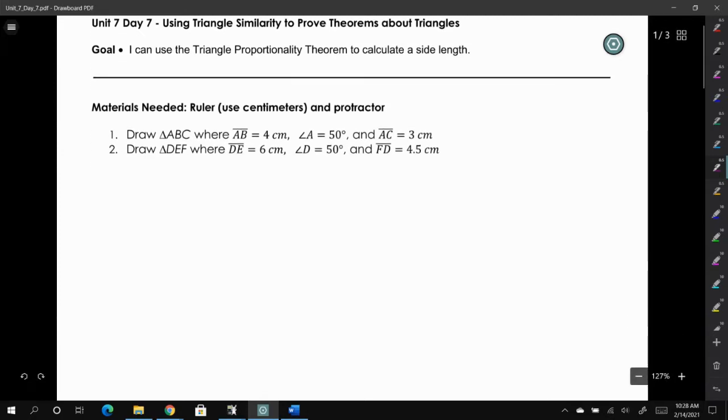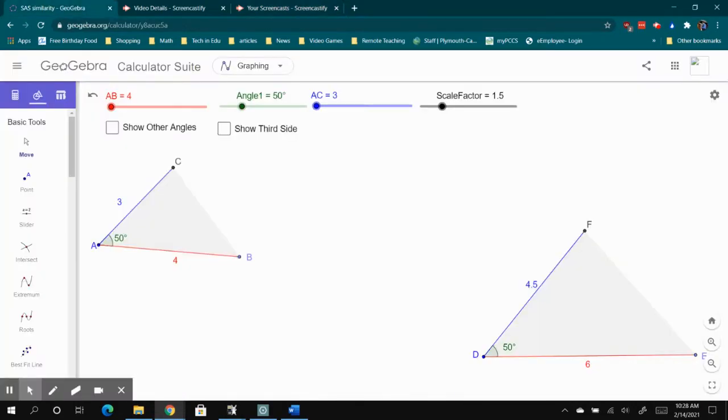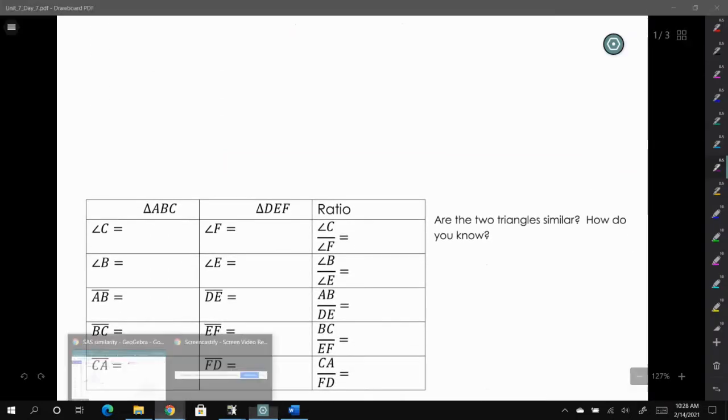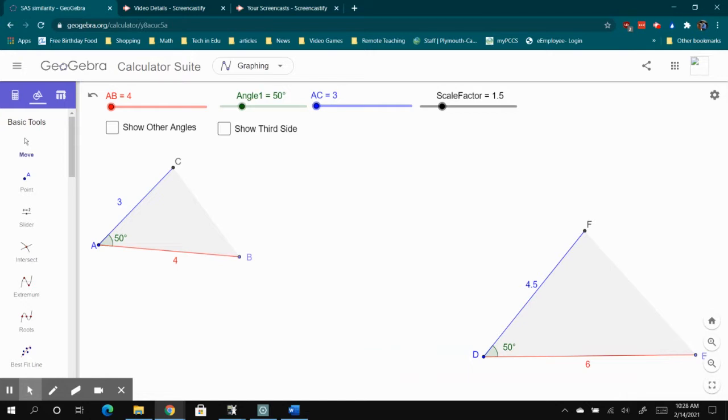Instead of trying to construct these two triangles on this paper using the tablet, I have a sketch pad over here that shows this information. I constructed AC to be 3 units long, AB to be 4 units long, and angle A is 50. On the right side, I constructed side DF to be 4.5 units long, DE to be 6 units long, and angle D to be 60 degrees as well. So the same information I have here is constructed on the application.